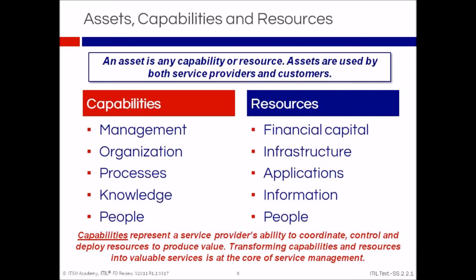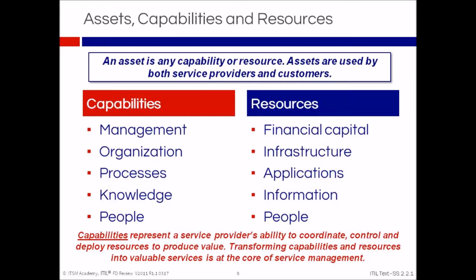And capabilities really speak to things like the experience of your management team and how your organization is structured, the maturity of the processes that you have in place, how good you are as an organization at capturing and using knowledge. Resources are consumables. They are things like money and technology, your applications and information. They are things that are used. And we have to have good, strong capabilities in order to transform those resources into services.